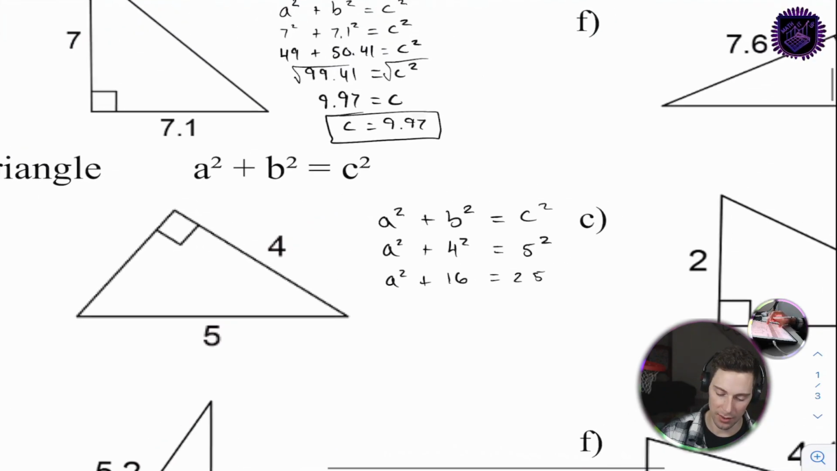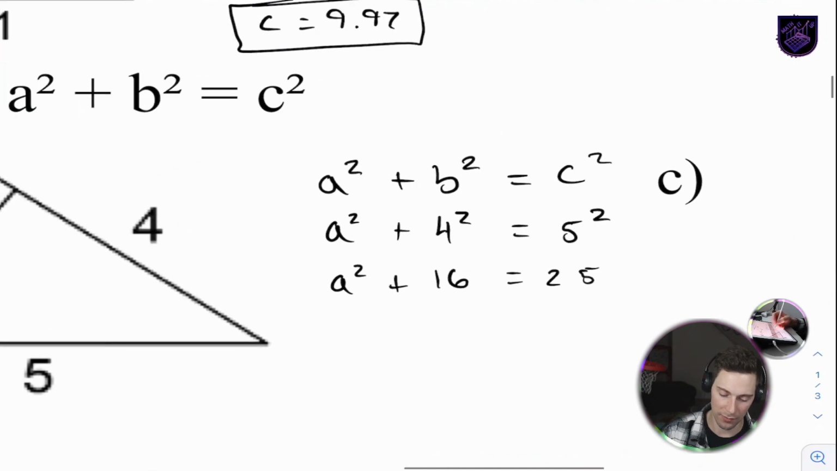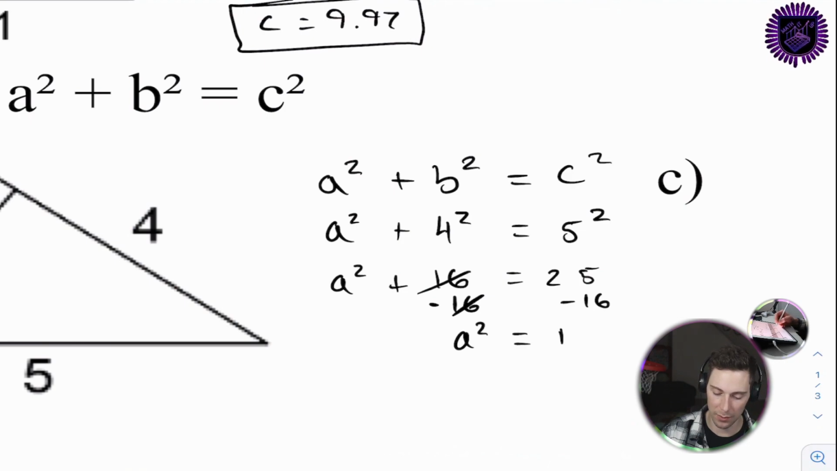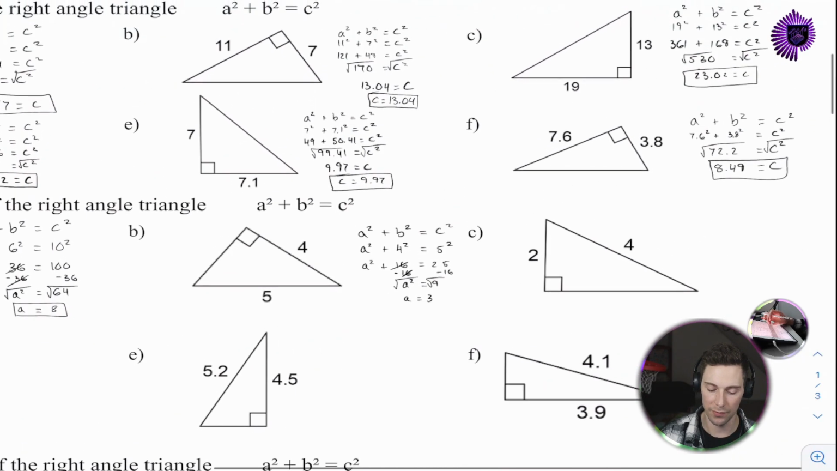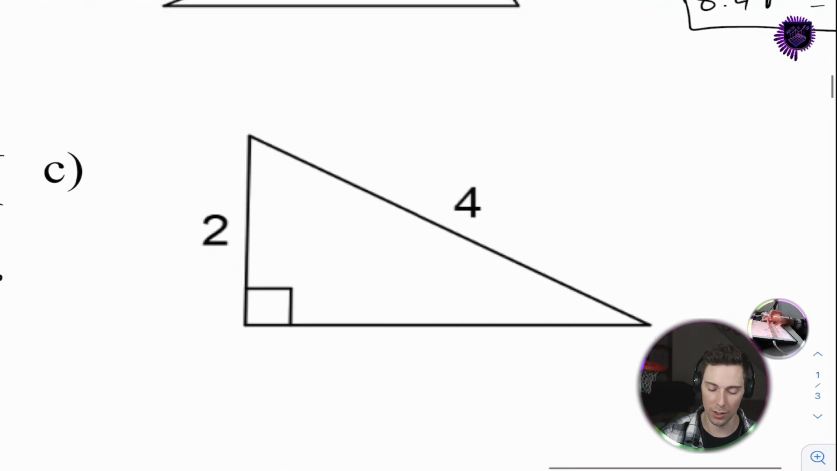We can isolate this variable of A by subtracting 16 from both sides, leaving this side to cancel out, leaving only A squared. On the other side, it leaves us with 9. And then we can find the square root of both numbers. The square root of A squared is A, and the square root of 9 is 3. So A is equal to 3, which is what we said at the start, but now we've proven it and shown our work.